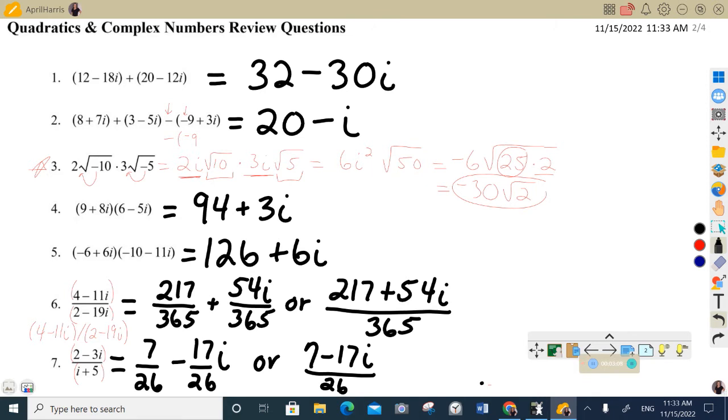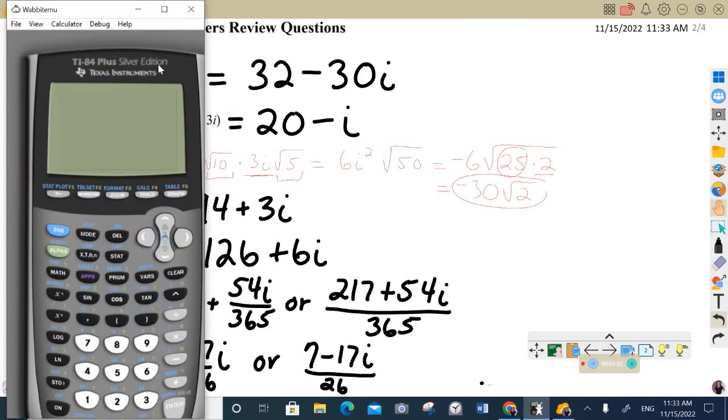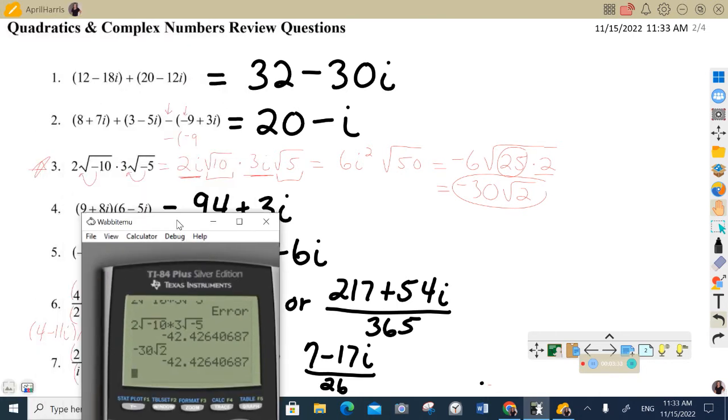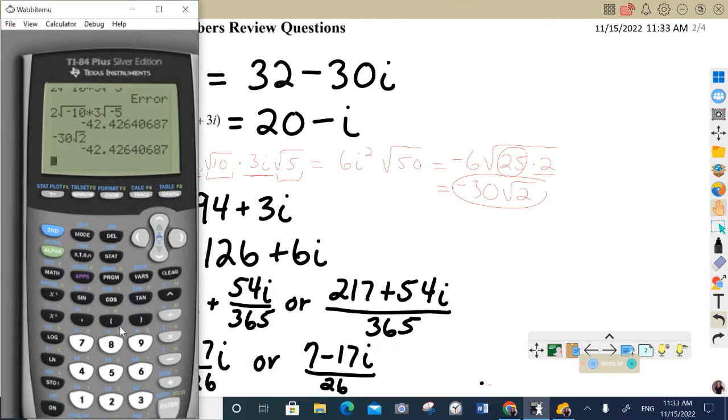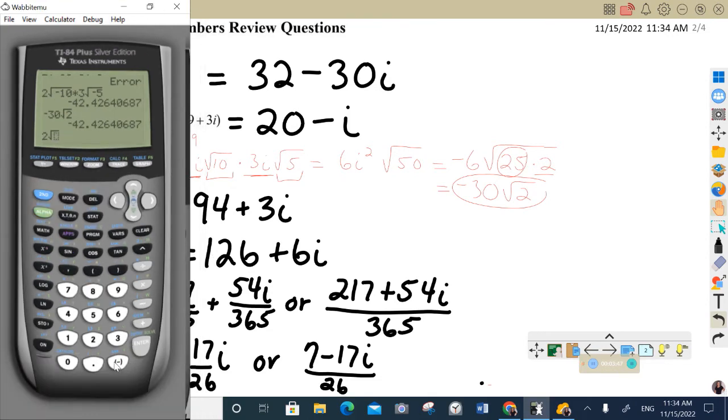Another thing you could do is type in the original problem in your calculator. Make sure your mode is in a plus bi mode. Mine is. Okay. Now I can type in the original problem, let me see what the original problem was again. 2 square root of negative 10, and then arrow out, times 3 square root of negative 5.